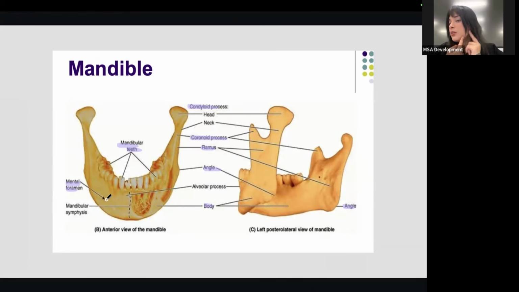So over here, at the bottom somewhere here, you have a hole. It's called the mental foramen. It transmits mental arteries and mental nerve. And then you have the mandibular teeth. So these are your bottom teeth.